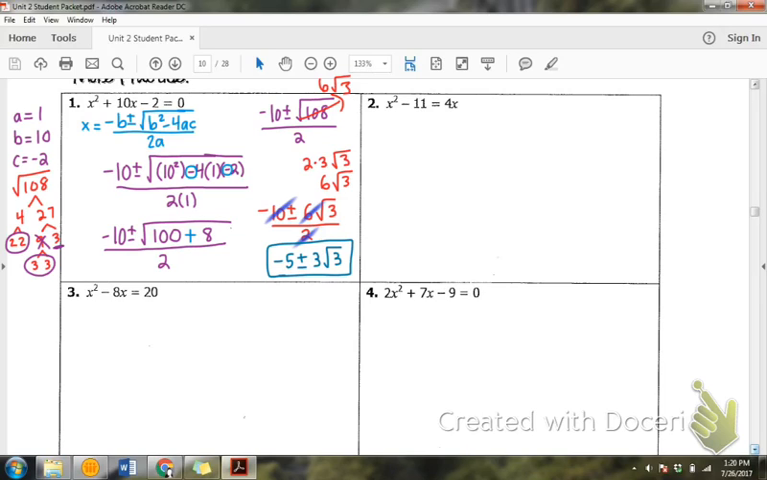Number 2. So in number 2, what do we have to do first? Ooh, Mitchell already did it. What'd you do, Mitchell? You need to subtract your 4x. We got to set it equal to 0 first, right? It's not set equal to 0. Okay, so we're going to subtract 4x over first. There's nothing to combine it with, so I'm just going to write x squared minus 4x minus 11 equals 0.